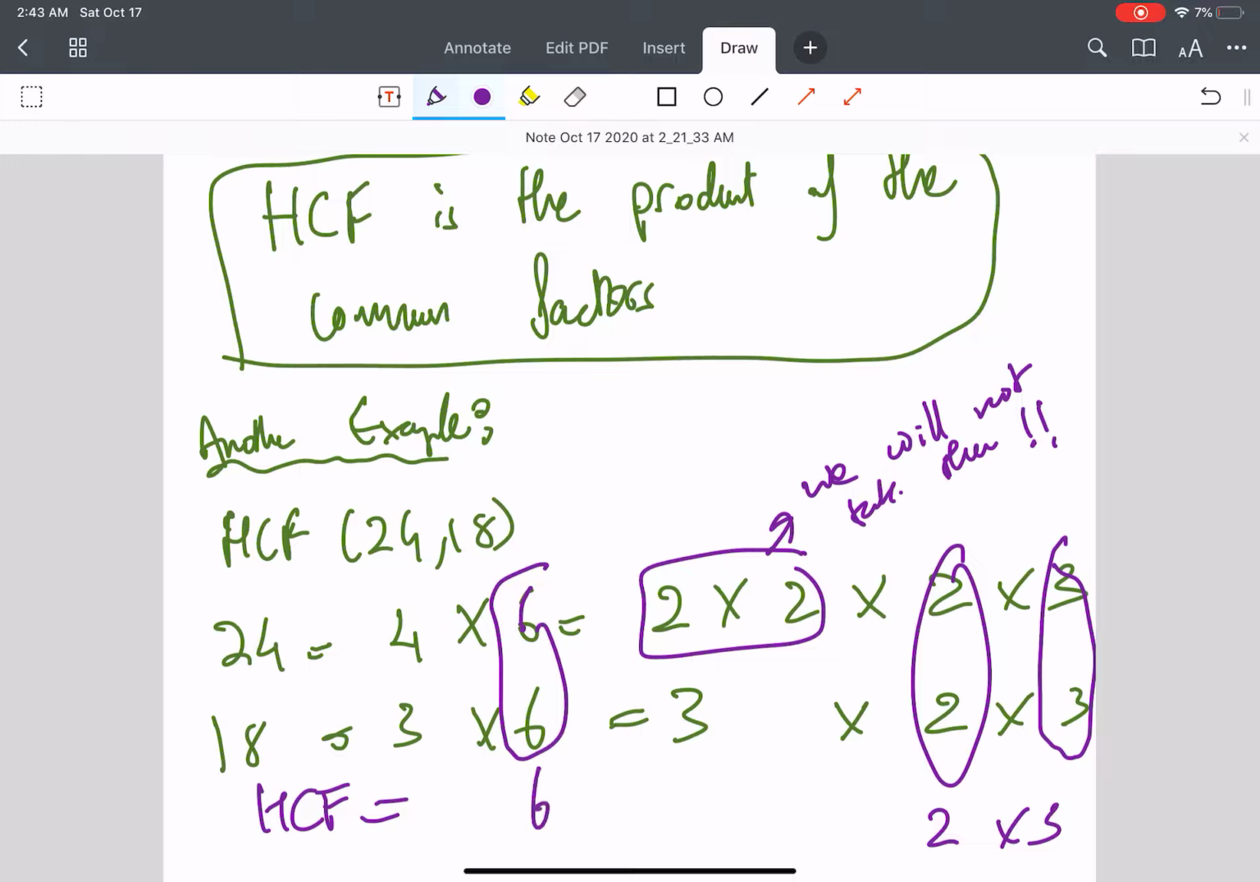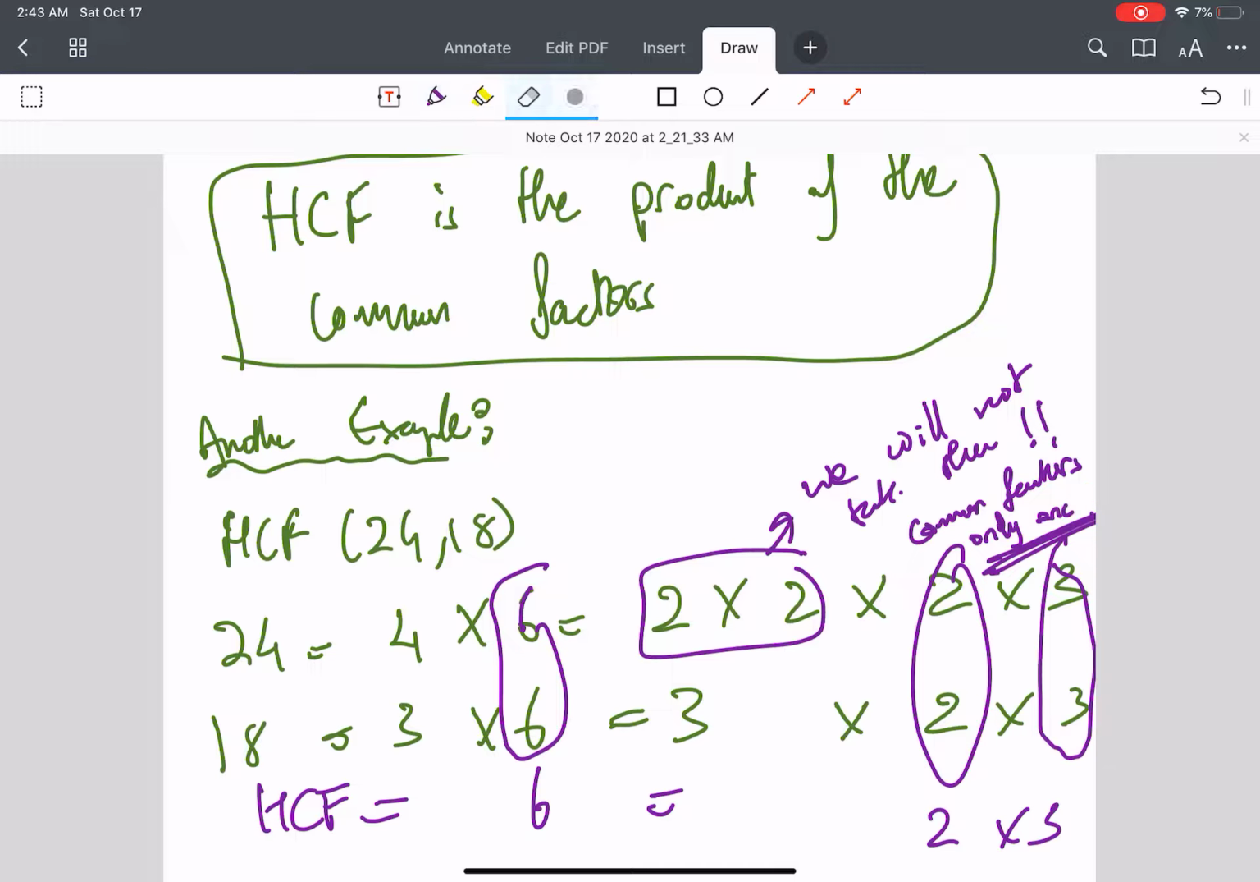6, which is equal to 2 times 3. We did not take these 2's because they only appear one time. They are not common between the two factorizations. We take the common factors, common factors only once.